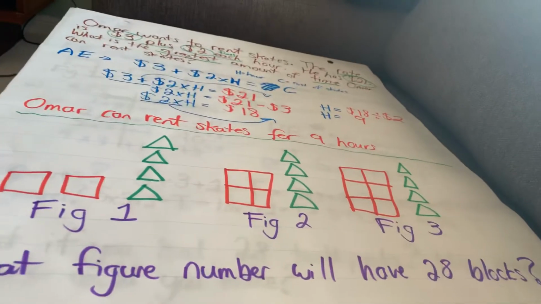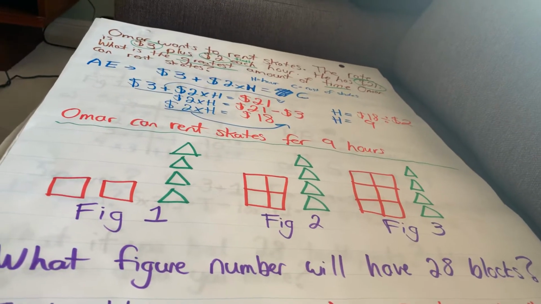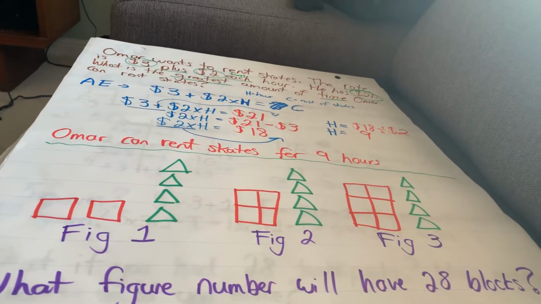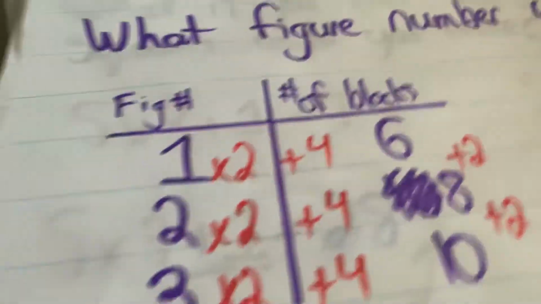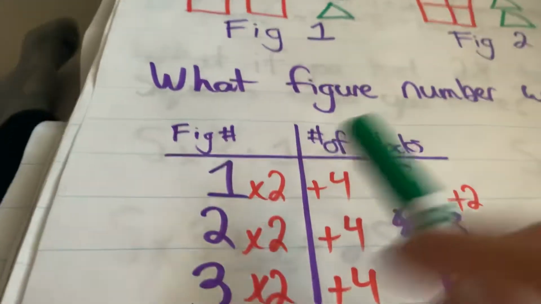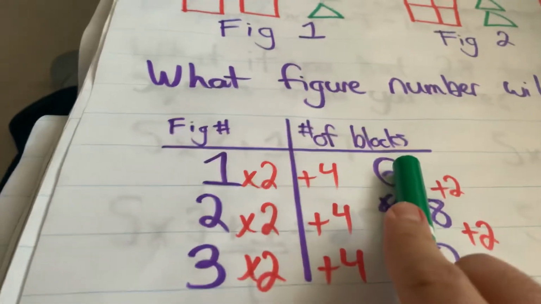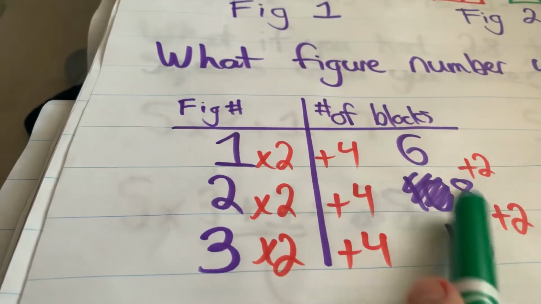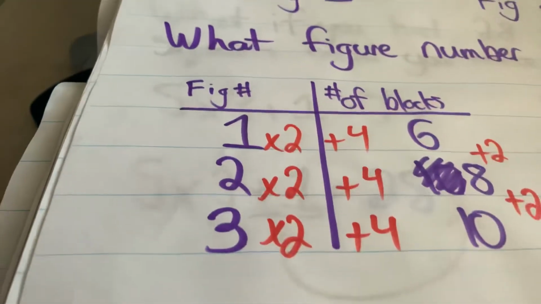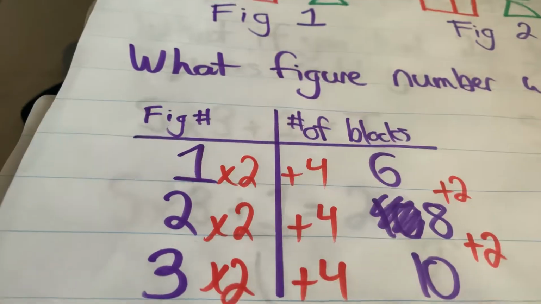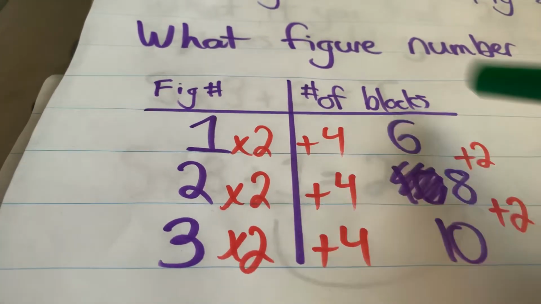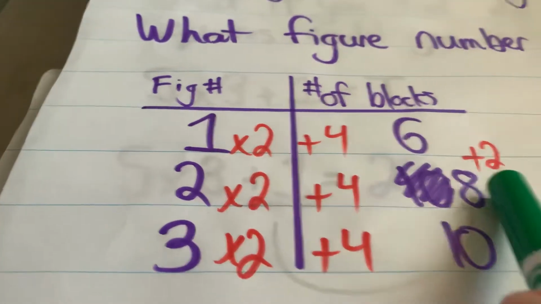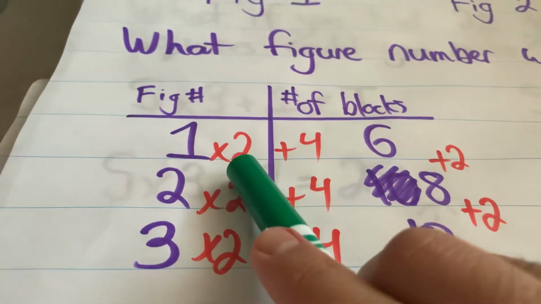So now what if I wanted to figure out what figure number will have 28 blocks? How do I go about doing that? First thing I'm going to do is create a T-chart so I can record what I know. I know that figure 1 has 6 blocks, figure 2 has 8 blocks, and figure 3 has 10 blocks. All right. What's the common difference? Plus 2, plus 2. The plus 2 turns into the times 2. The common difference is what we use to multiply.